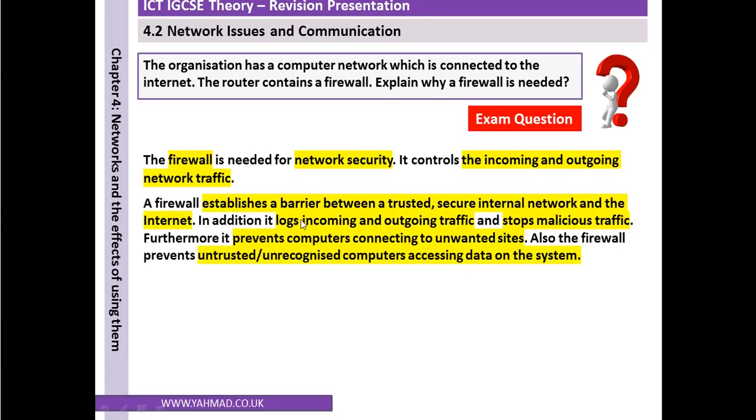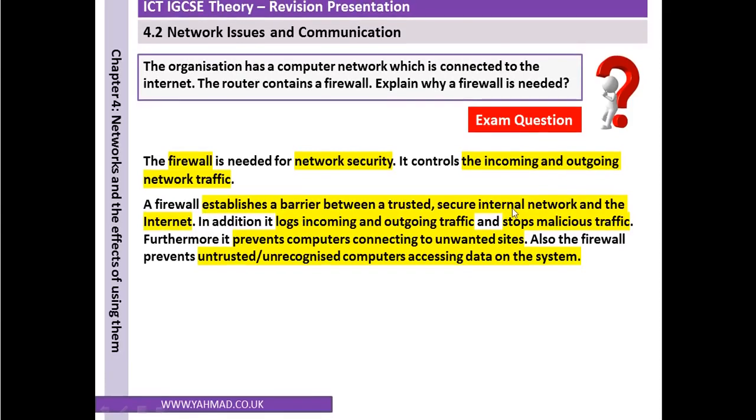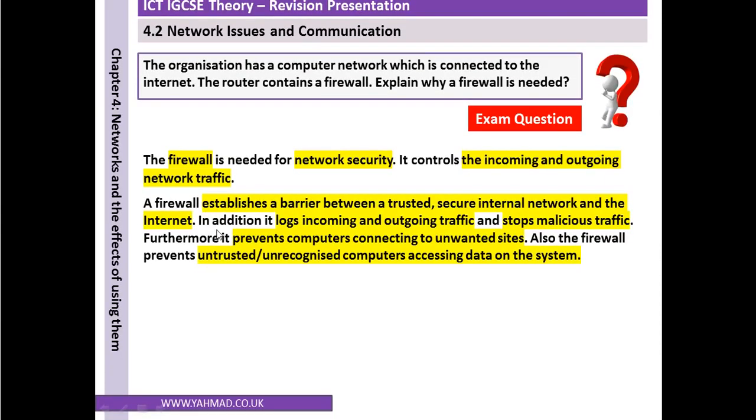A firewall establishes a barrier between a trusted, secure internal network and the internet. In addition, it logs incoming and outgoing traffic and stops malicious traffic. Furthermore, it prevents computers connecting to unwanted websites. Also, the firewall prevents untrusted, unrecognized computers accessing data on the system.